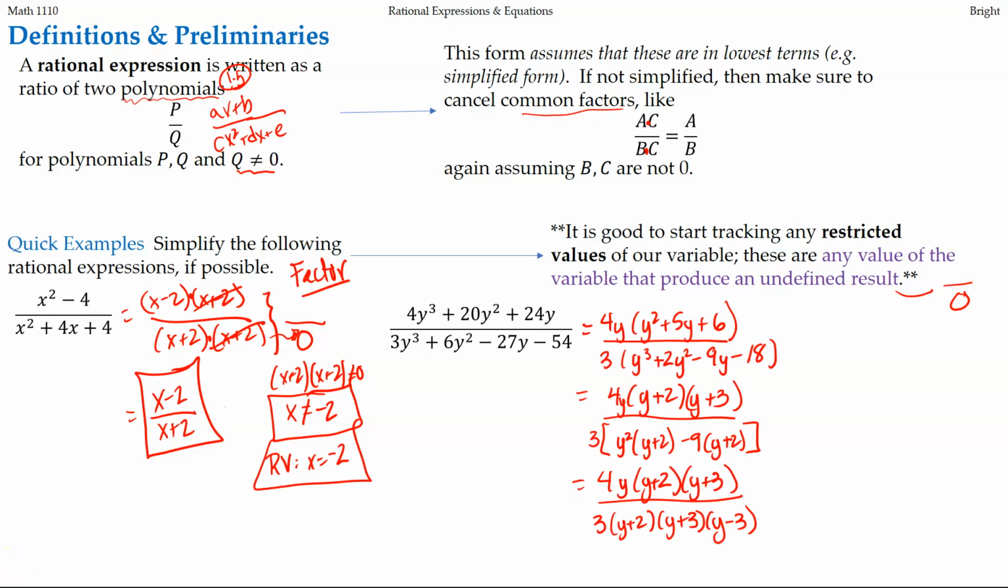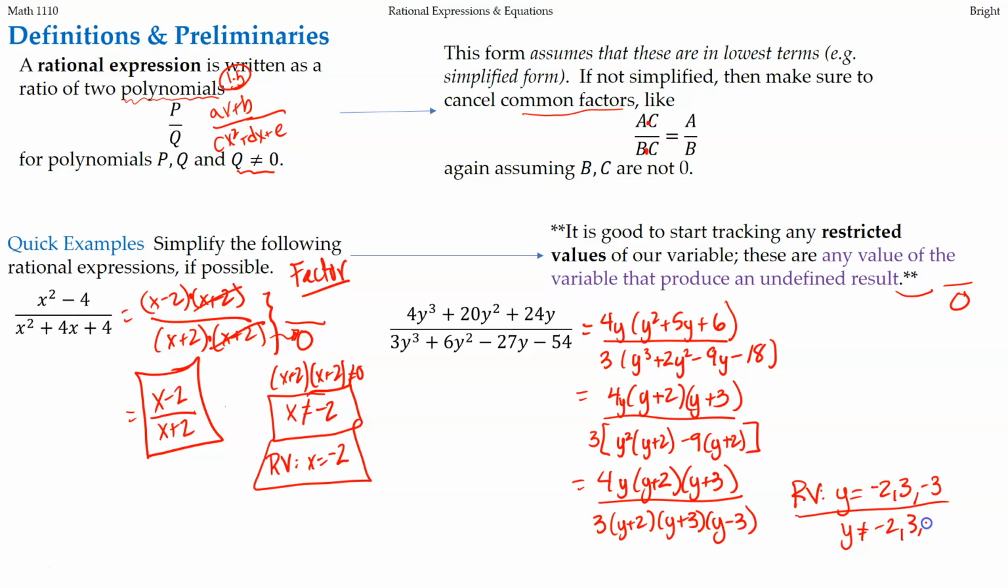I went ahead and factored this, and here it is. I did skip a little bit of work, so if you need to do more work, that's fine. Now at this point, before I cancel, this is when I should really state my restricted values, and that's any value of y that makes the denominator 0. So y is going to be -2, 3, and -3. Or equivalently, you can say that y cannot equal -2, 3, and -3.